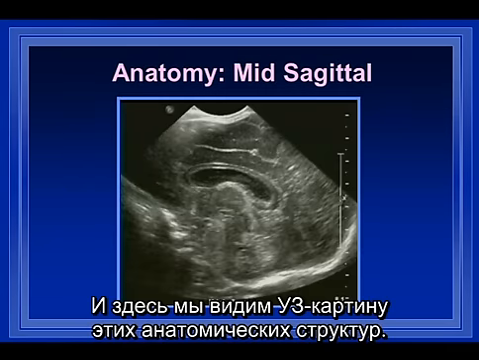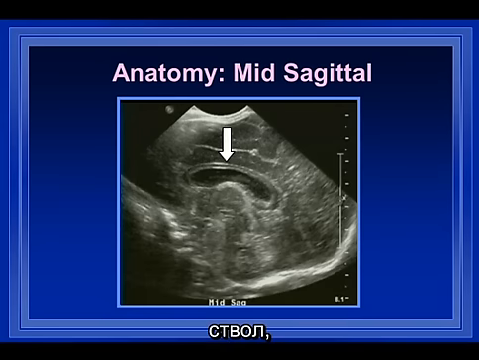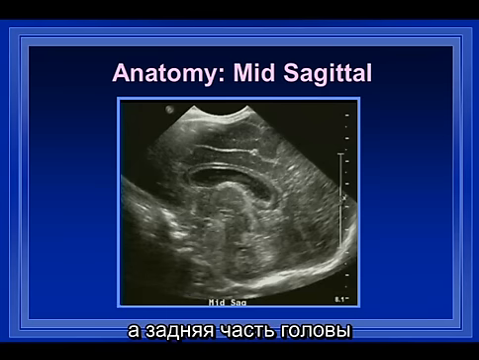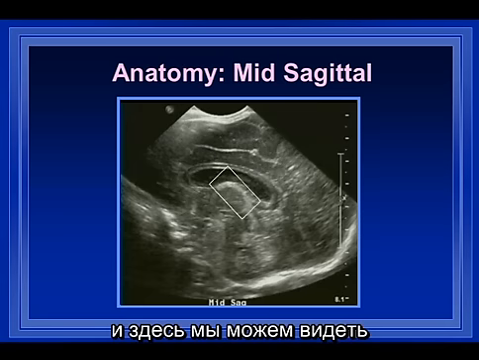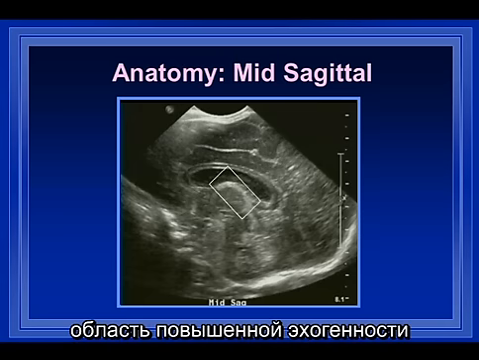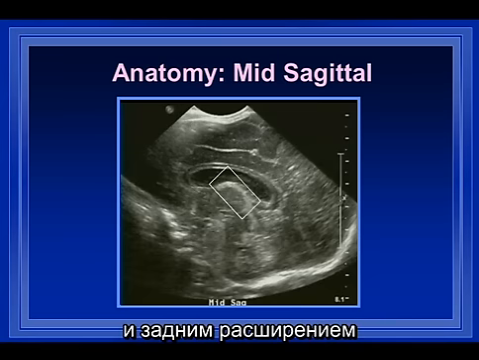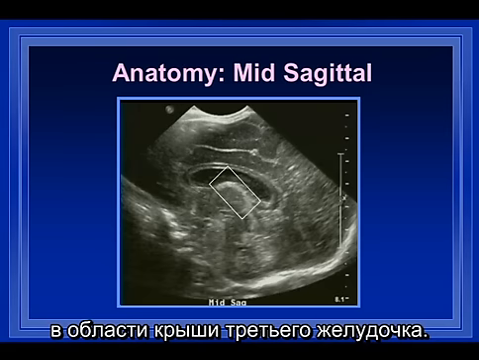And here we see the ultrasound image of this anatomy. This is the genu of the corpus callosum, the body, the splenium, with the baby's head facing to our left and the posterior aspect of the baby's head to our right. This is the cingulate gyrus, and here we can see that there is bright echogenicity right below the cavum septum pellucidum and the posterior extension, the cavum vergae. This represents the choroid plexus in the roof of the 3rd ventricle.